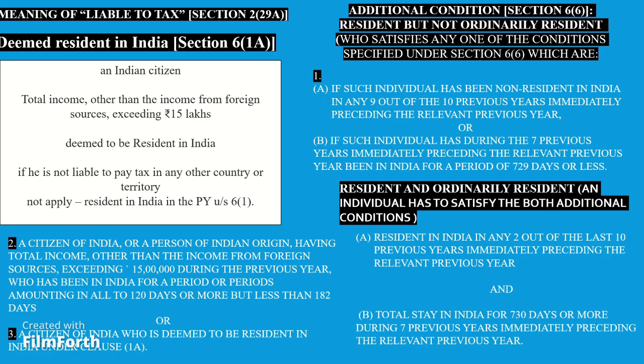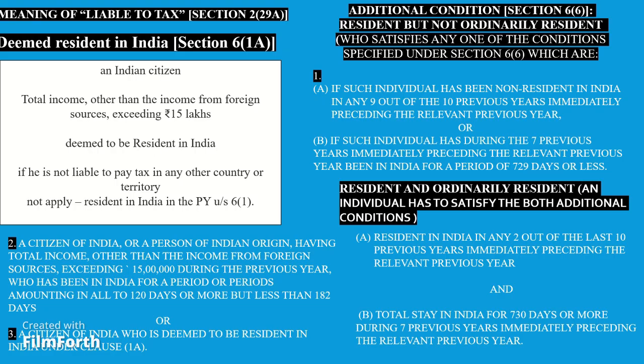Meaning of liable to tax. Liable to tax, in relation to a person and with reference to a country, means that there is an income tax liability on such person under the law of that country for the time being in force. It also includes a person who has subsequently been exempted from such liability under the law of that country. Additional note: income from foreign sources means income which accrues or arises outside India, except income derived from a business controlled in or a profession set up in India, and which is not deemed to accrue or arise in India.